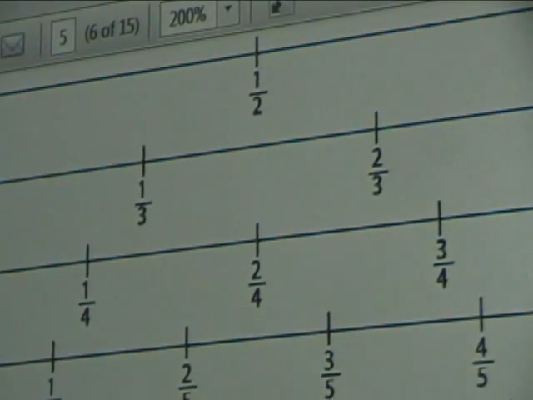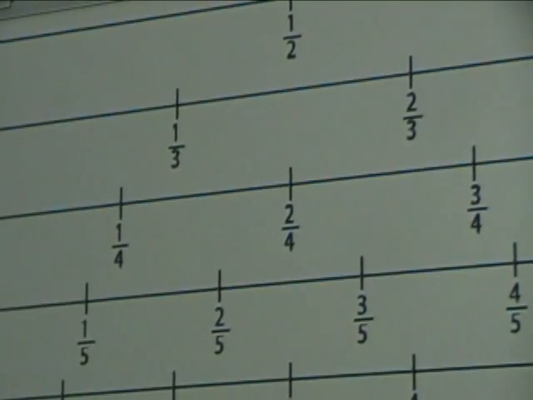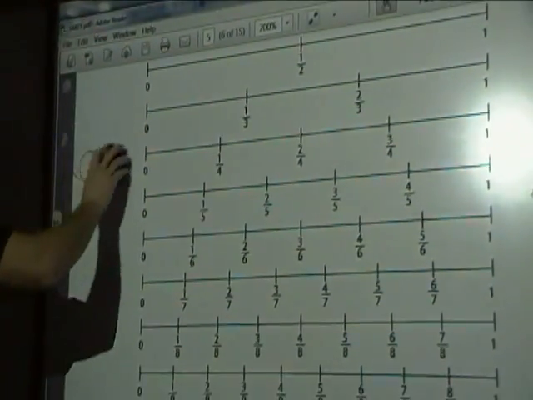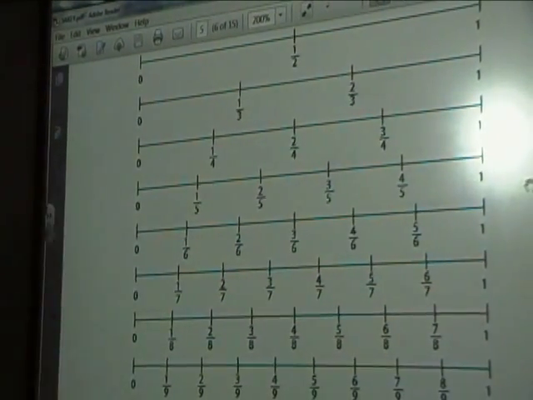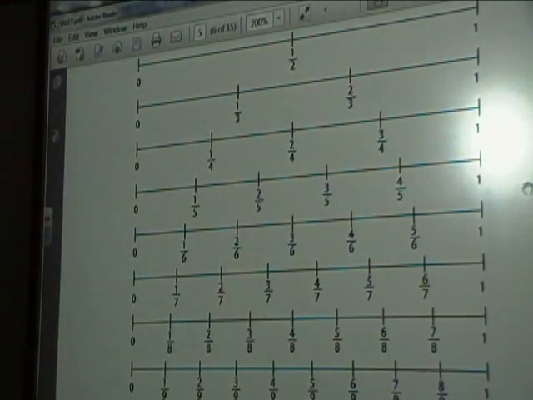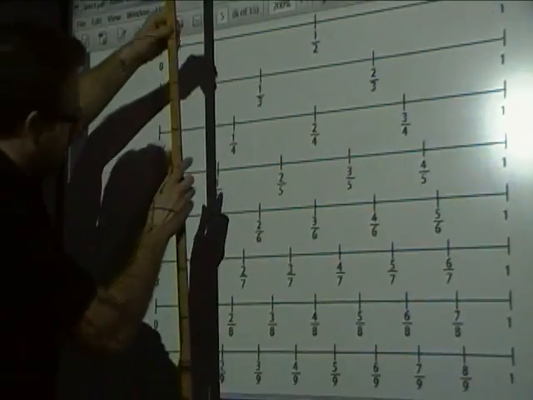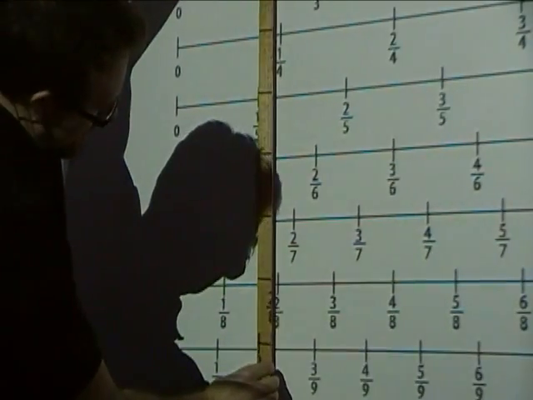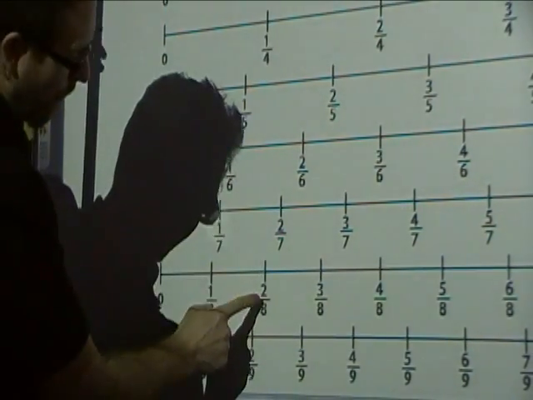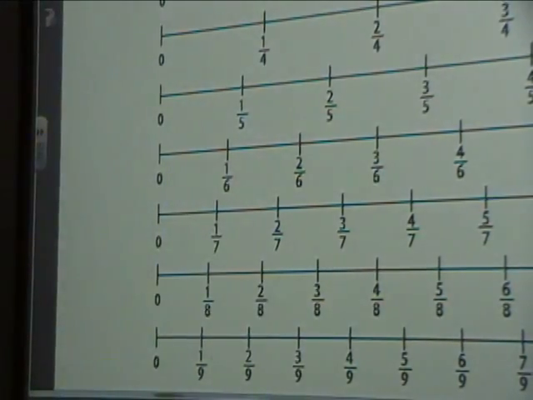Okay? Let's think of another equivalent fraction. Well, I know that 1/4 is the same as 2/8, so let's check that. There's 1/4. Directly below it, I should see 2/8, and what do I see? 1/4 is directly above 2/8.